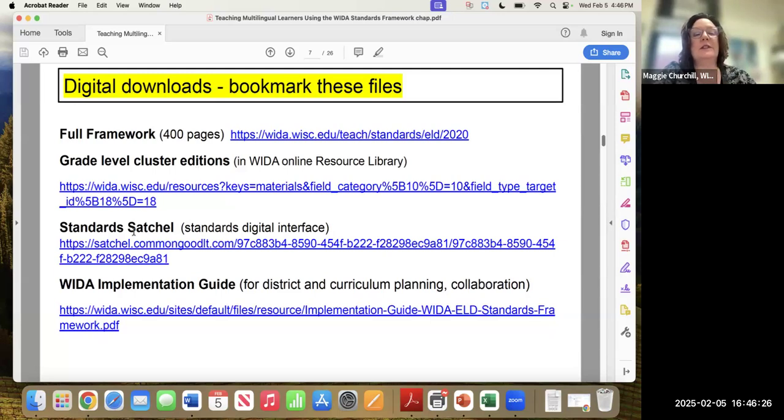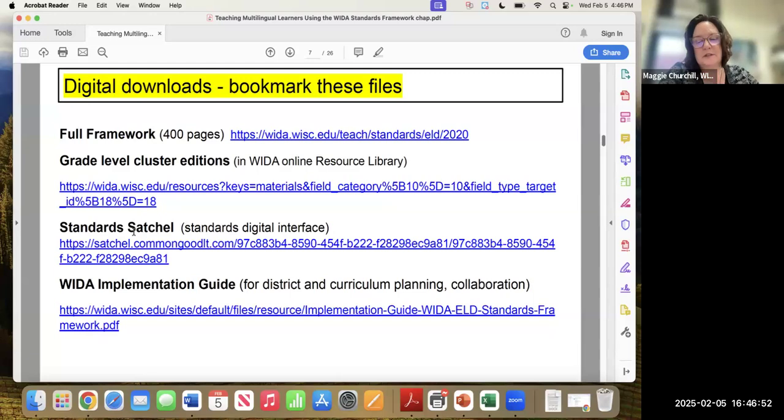The Standards Satchel is the digital version, the digital lookup of the actual standards. So this is something else that's new and different in our lesson plans, that we now actually have to put the codes. Just like you have to put the codes for your NJSLS standards, you also need to put the WIDA codes. And there's numbers and there's letters, just like they look like standards codes, right? So the Standards Satchel is a lookup.